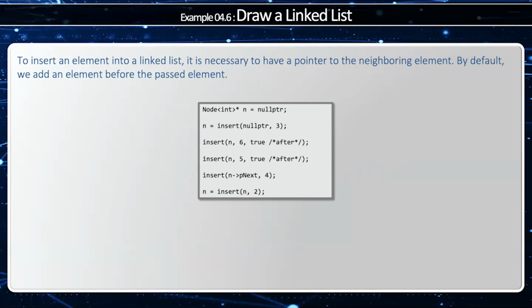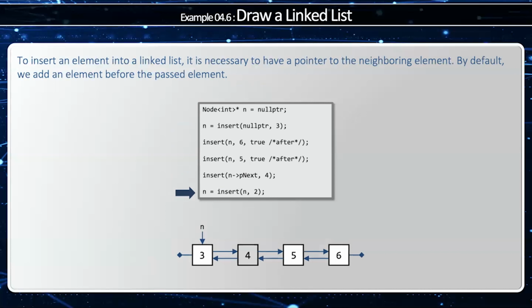Let's take a look at another example. So I'll have n, which is the null pointer, and then I'll insert 3, which is going to be a single node. Then I'll insert 6 after 3, and then I'll insert 5 after 3, but notice how it's before 6. And then I'll insert 4, which is going to be before, by default, 3 arrow pNext, which is going to be between 3 and 5. And then I'll insert 2 before 3, which is going to give 2, 3, 4, 5, 6. And now my list is complete.